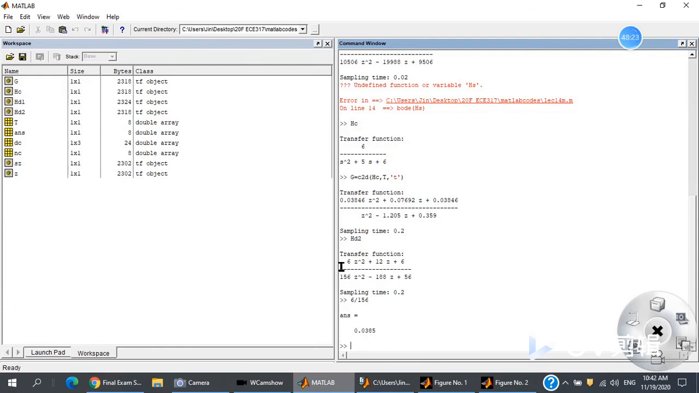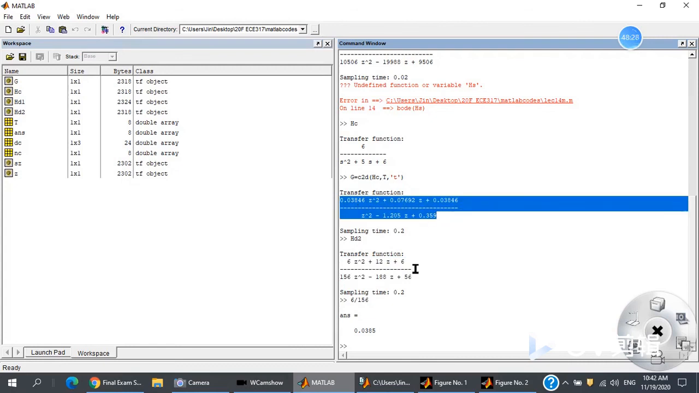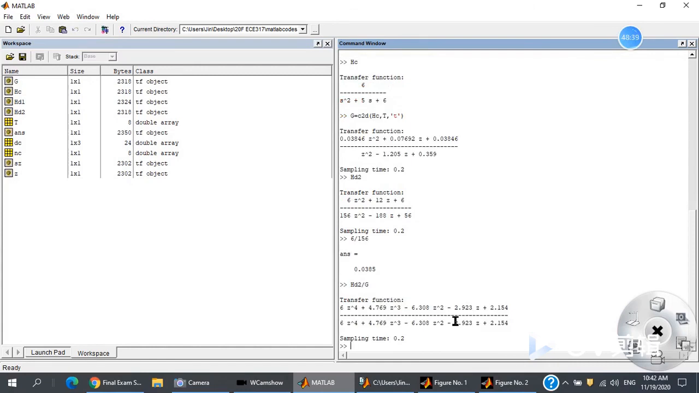You see? The result we calculated is this one, and this is given by the MATLAB function. Actually, this should be the same. We can calculate HD2 over that G, and you get 1, right? MATLAB just didn't cancel the numerator and denominator. These two are the same thing. So you can also use the MATLAB function to get the bilinear one.